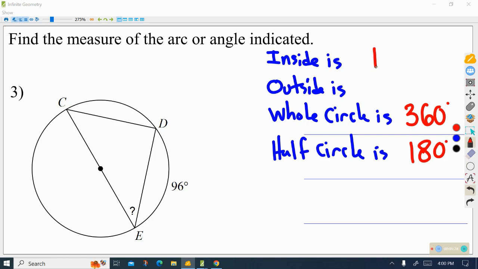The idea that inside is half and outside is double, okay? This is me really oversimplifying the whole idea, but also trying to give you guys some kind of way to remember what you're supposed to do, okay, to keep you focused.